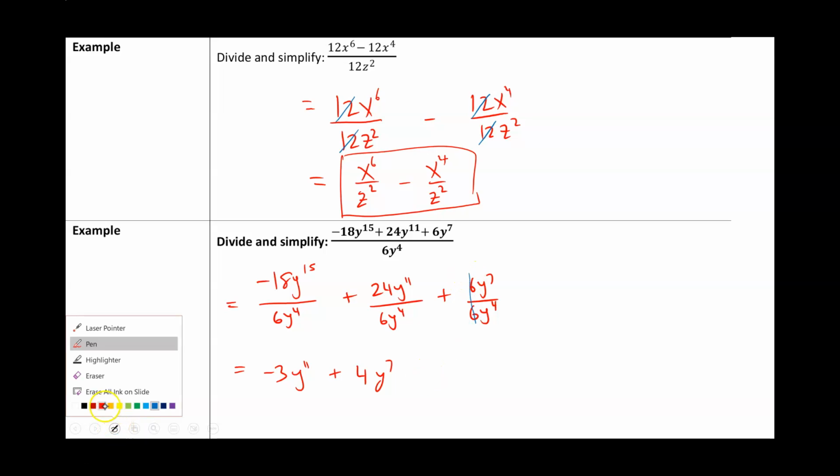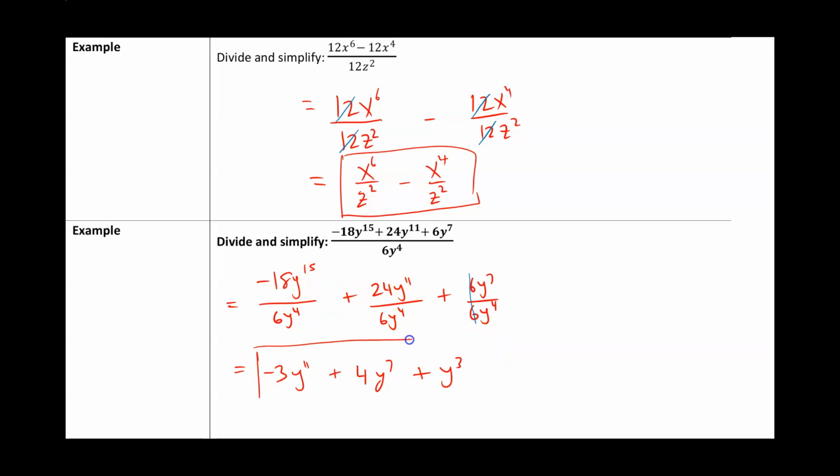And then I have y to the 7th divided by y to the 4th. And that'll give us y to the 3rd. Because remember, you're always subtracting 7 minus 4. 11 minus 4, 15 minus 4. It's always the numerator subtracted by the denominator. That's it. Short but sweet section.